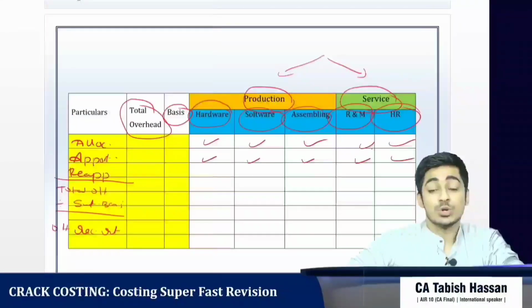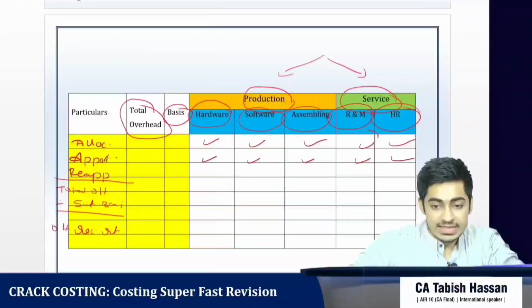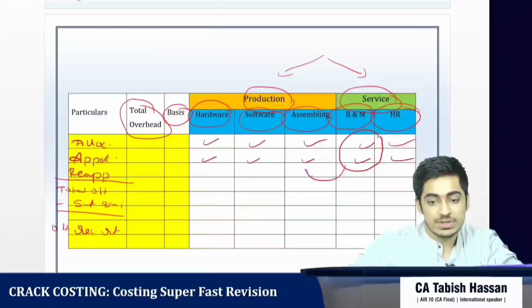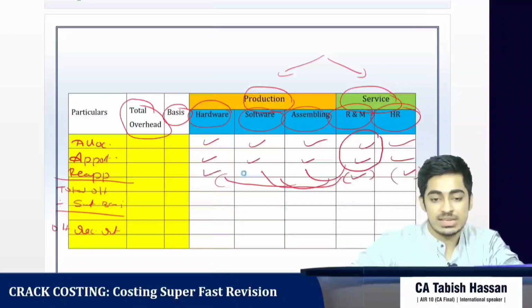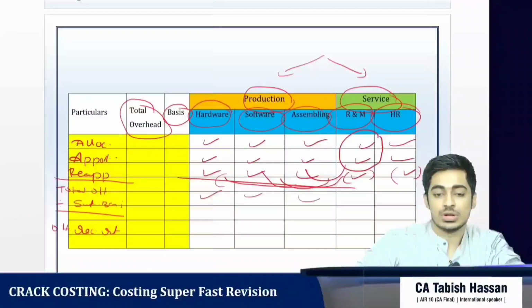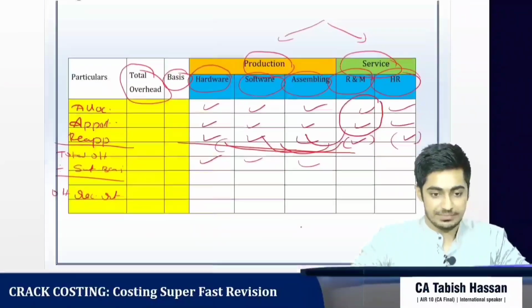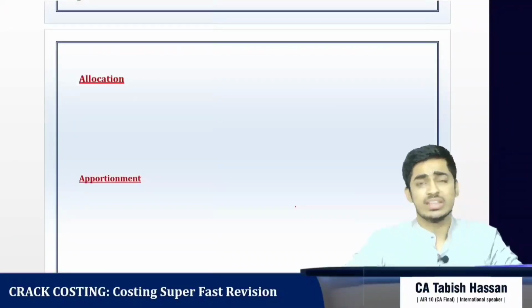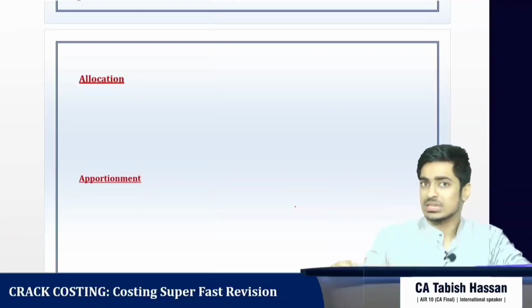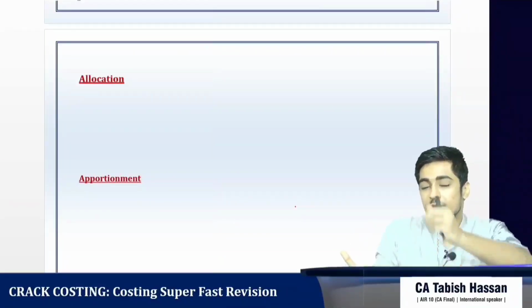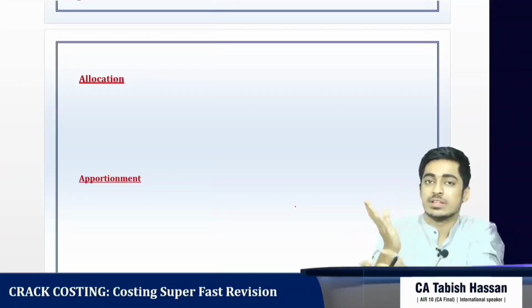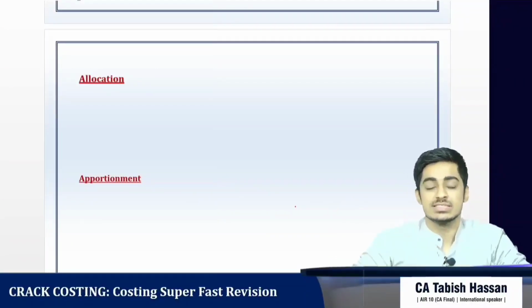Okay. So what do we do in reapportionment? The entire service cost, we transfer it to the production departments. So by the end of it, service cost becomes nil, and this would get added in the production department. So based on this, we get the total overhead. We divide by a suitable basis, we get the overhead recovery rate. And the overhead recovery rate, we charge it to the cost object and get the total overheads. We already have prime cost, we add overheads, we get the total cost. Based on that, we decide the selling price.